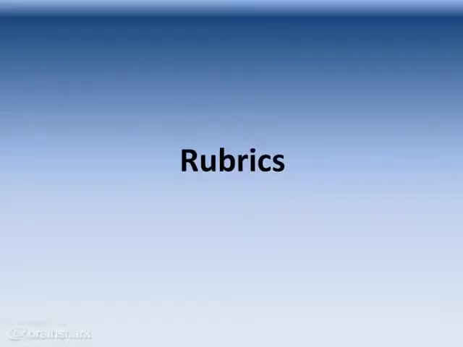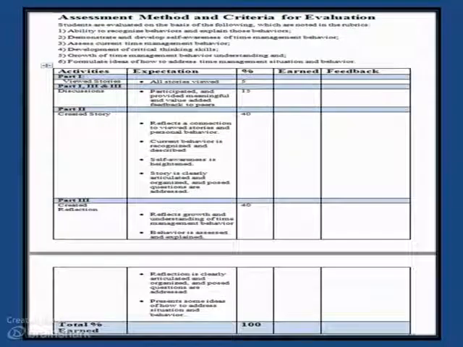So, the rubrics, or the grading. This is listed by activity, the expectations for each activity, and how the grading is going to be earned. Any feedback for each activity will be addressed on this particular form.